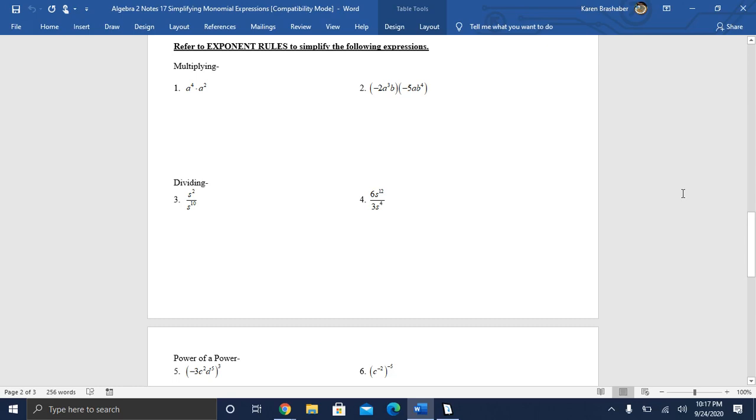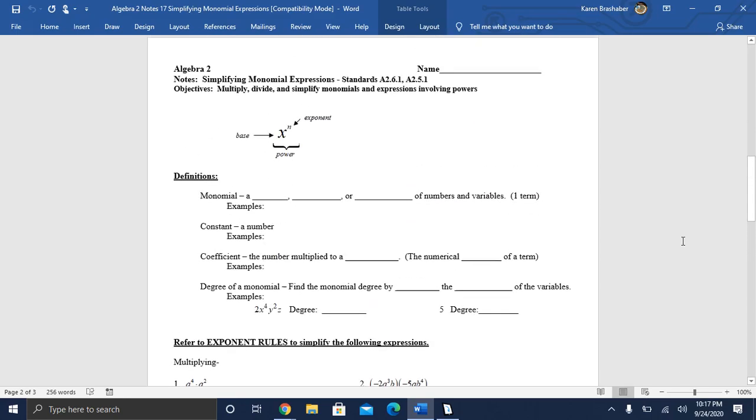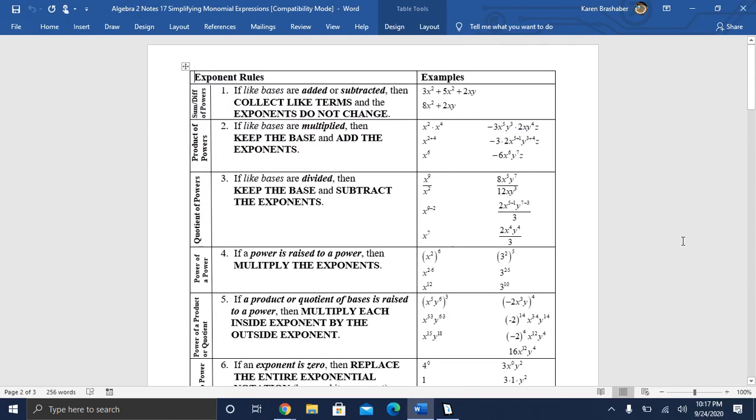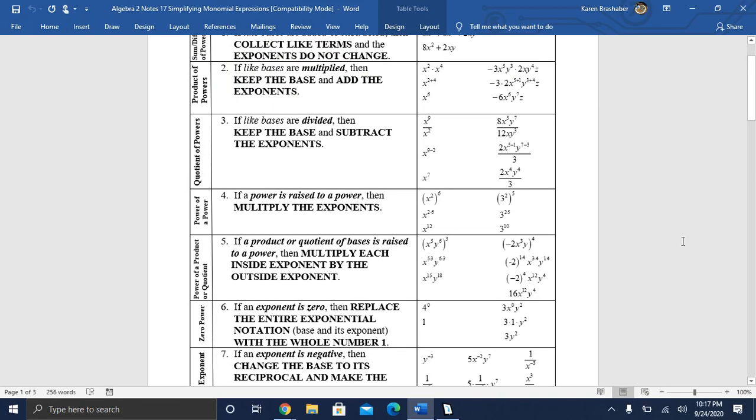So we're looking first of all at multiplying bases together. And when you multiply bases together, the rule is, actually I'm going to have you look at rule number 2 up here. If bases are multiplied, you keep the base and add the exponents. So it's kind of a two-part process. Keep the base, add the exponents.